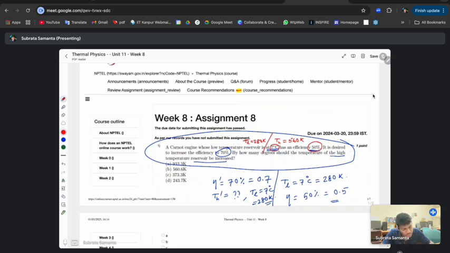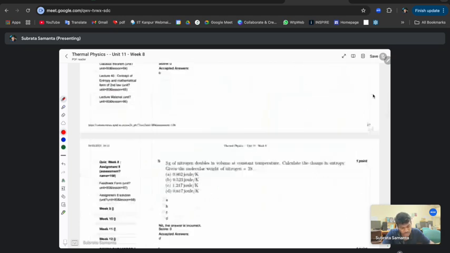So now the second step is, it is desired to increase the efficiency to 70%. By how many degrees was the temperature of the high temperature reservoir increased? In the first case, when the efficiency is 50%, your high temperature reservoir is at 560 Kelvin. But now you have to calculate this high temperature reservoir when the efficiency is 70%. So this is basically case B.